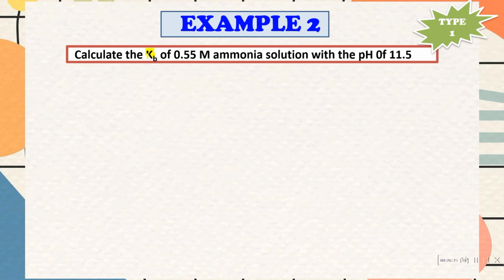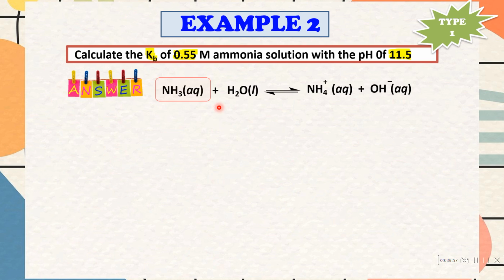The question asks to calculate Kb. Given to you the concentration of ammonia is 0.55 molar and also given to you the pH, 11.5. Alright, so what should you do first? You have to write the base dissociation equation. Ammonia dissociates in water, not 100%, that's why we have to use a reversible arrow. So ammonia accepts a proton, and that's why we get NH4 plus and OH minus.